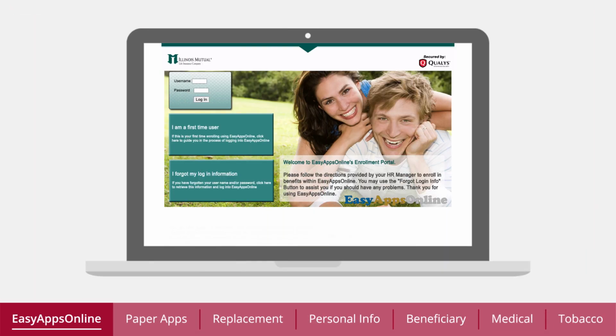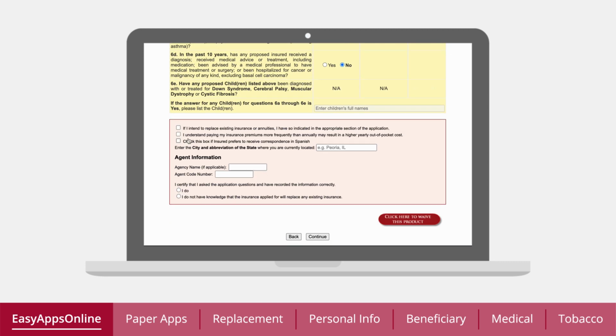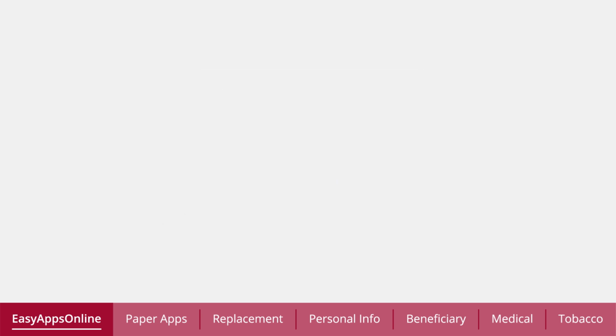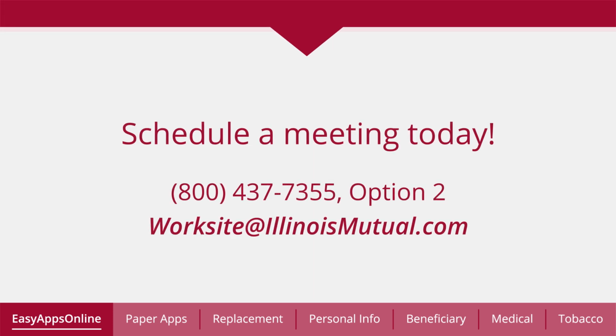When enrolling employees, we recommend submitting apps electronically through EasyAppsOnline. Using this portal helps your case underwriting go more smoothly by requiring all necessary fields, resulting in more complete applications and faster decisions compared to paper apps. Your worksite sales team will offer you one-on-one training on EasyAppsOnline. Reach out to them to schedule a meeting today.